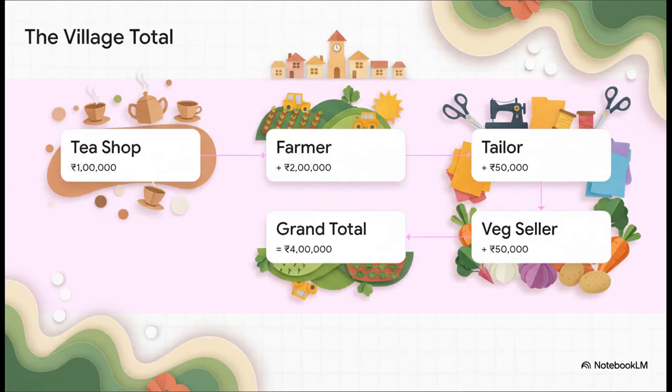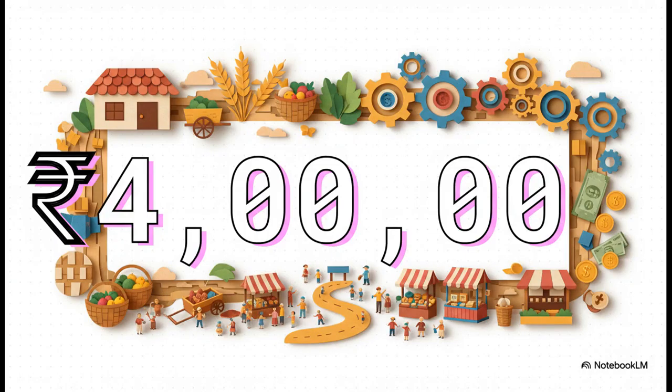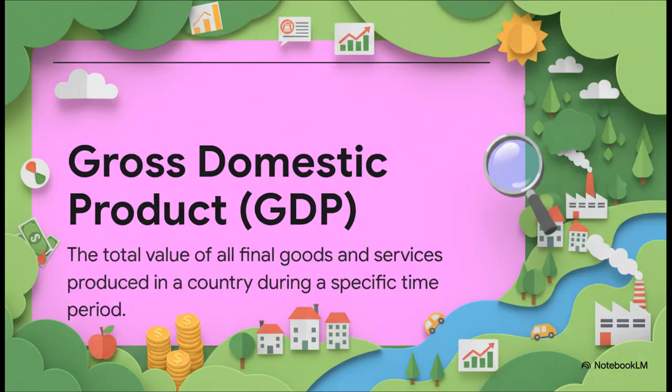We take the 1 lakh from the tea shop, then we add the 2 lakhs from the farmer, plus the 50,000 from the tailor, and finally, we add the 50,000 from the vegetable seller. And what does that give us? Boom! 4 lakh rupees. That one number, 4 lakh rupees, represents the total value of everything produced and sold in the entire village of Anandpur for 1 whole year. And, believe it or not, you just calculated GDP. That's it, gross domestic product.